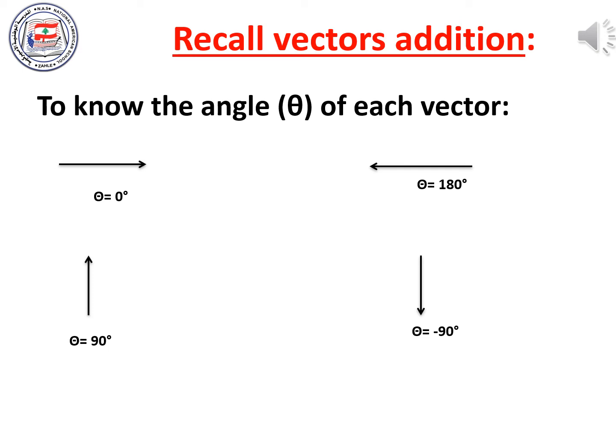If the vector is vertical and upwards, the angle is 90 degrees. And if the vector is vertical and downwards, the angle is negative 90 degrees. If the vector has an angle other than these four angles that I just stated, the angle will be given. So the angle is either given or it will be one of these four cases.